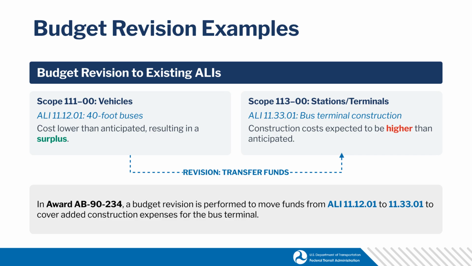After determining if the request meets FTA approval, you may request a budget revision to move funds from ALI 11-12-01 to 11-33-01 to cover added construction expenses.